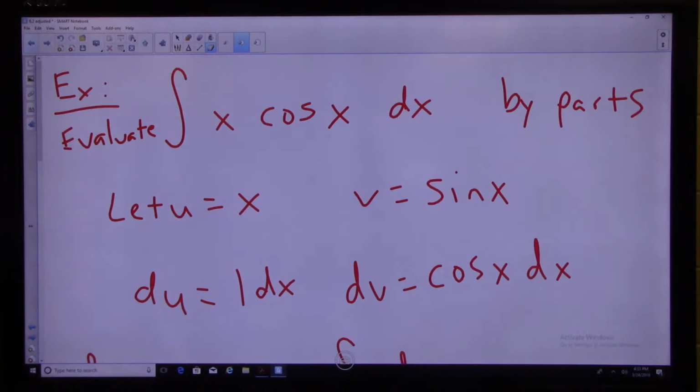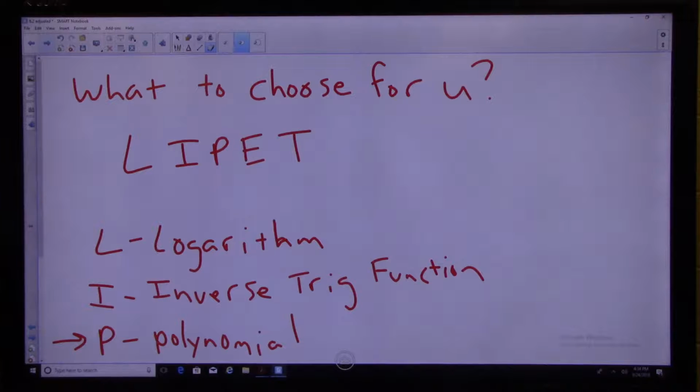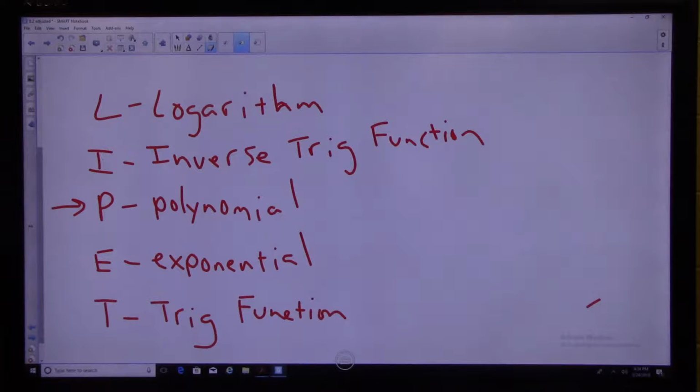The way to remember this, let's talk about the hierarchy first. What should you choose first if you have a choice with these types of integration by parts problems? The way to remember it is LIPET, L-I-P-E-T. This is the order that you should look to let u equal. Let me scroll down. L represents a logarithm. If you have a logarithm in your integral, you're going to want to let u equal that logarithm.